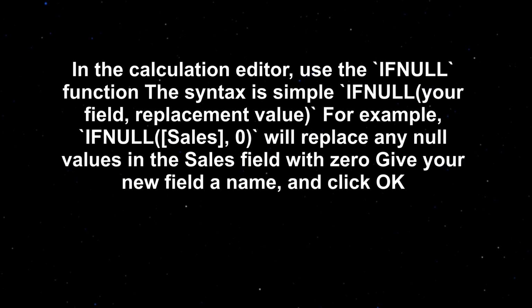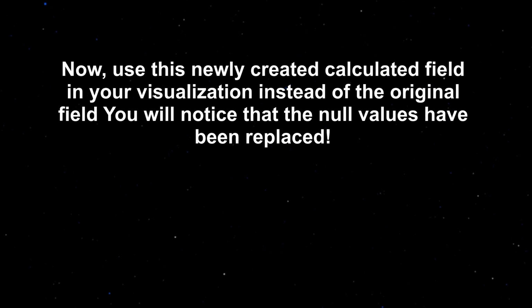The syntax is simple. IFNULL(your field, replacement value). For example, IFNULL(sales, 0) will replace any null values in the sales field with 0. Give your new field a name, and click OK. Now, use this newly created calculated field in your visualization instead of the original field. You will notice that the null values have been replaced.